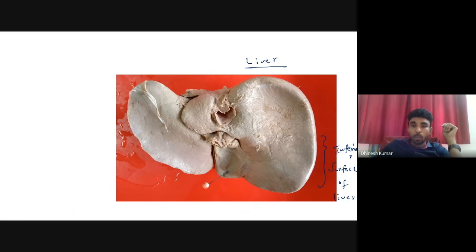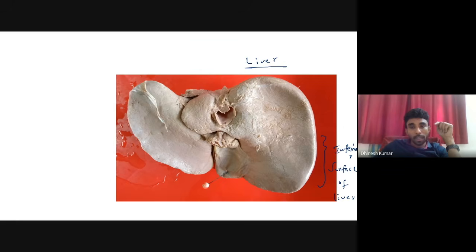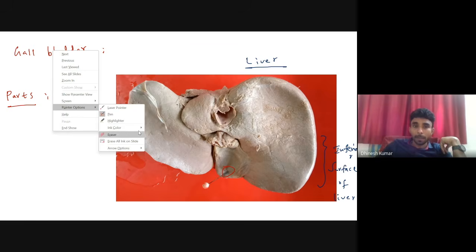Are you able to see one pear-shaped organ pinned here? Can you please identify the pinned structure? Yes, that is the gallbladder. So the pinned structure is gallbladder. And the possible sub-question is, what are the parts of the pinned structure?